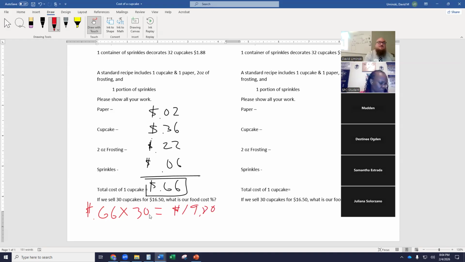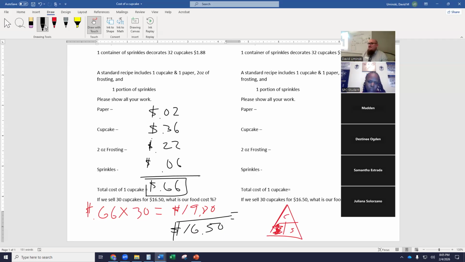That's my cost. Now, when I put into my triangle, cost percent sales, and I'm looking for my cost percentage, I divide that by how much I sell it for. What looks weird about this formula? Your cost is more than your sale. It costs us more to make it than we're selling it for. Okay. So we get 1.2, move that decimal place over 2, and we have 120% food cost.